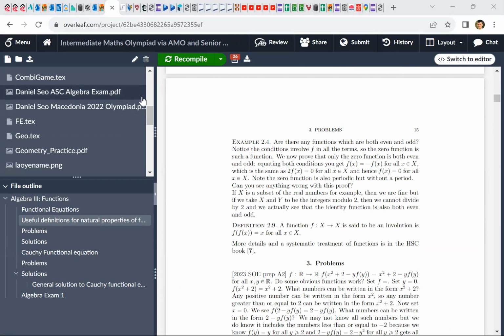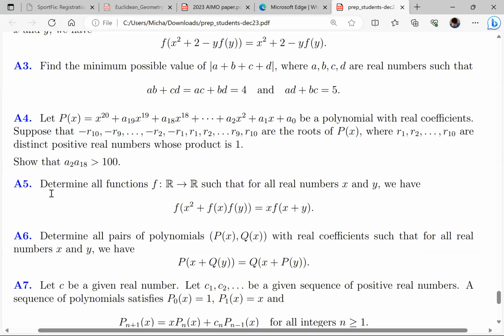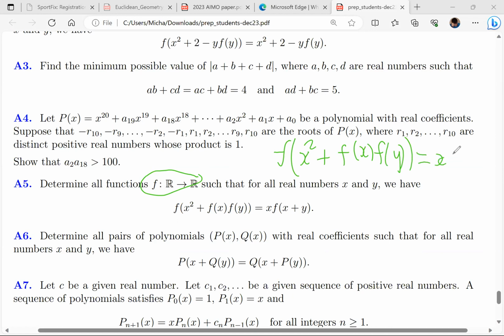Okay, let's have a look at an example. A5, what does this mean? Determine all functions from reals to reals such that f of x squared plus f of x f of y equals x f of x plus y.